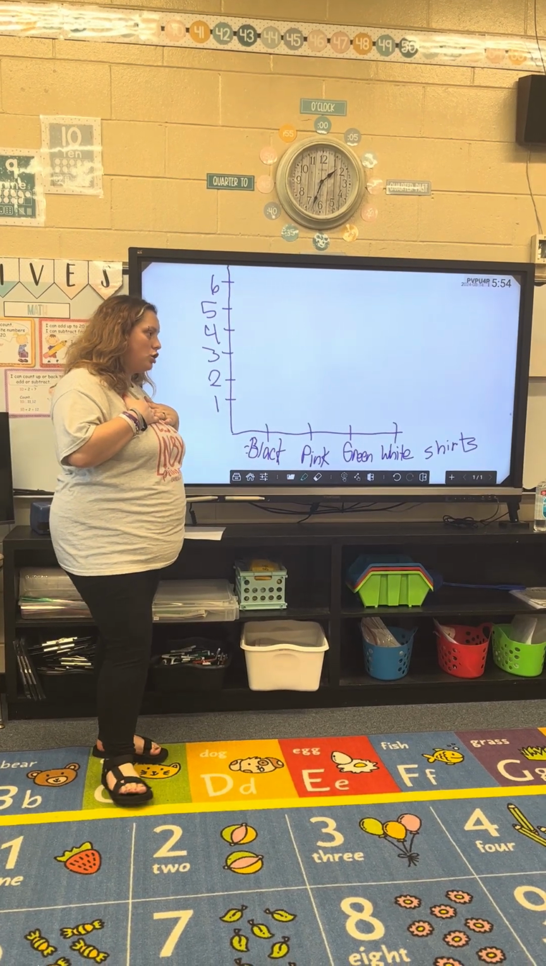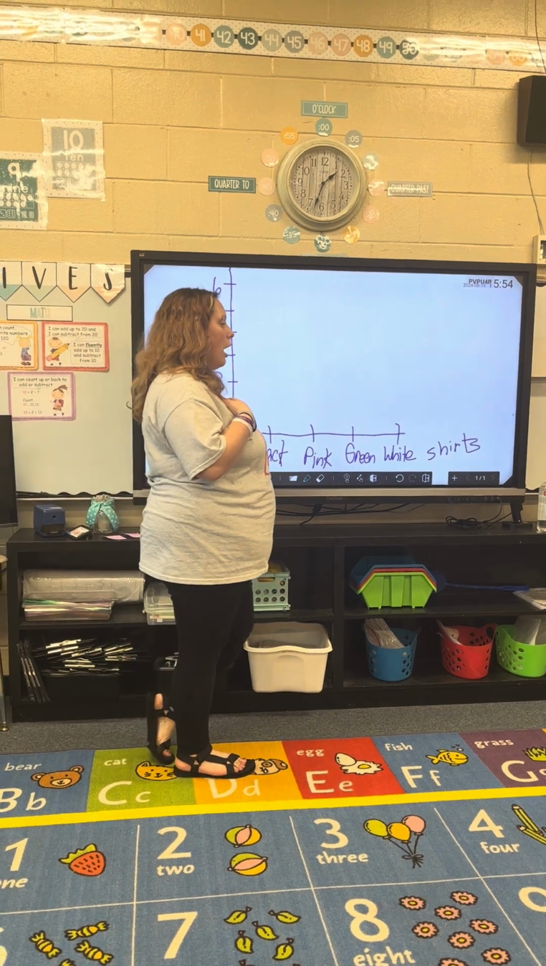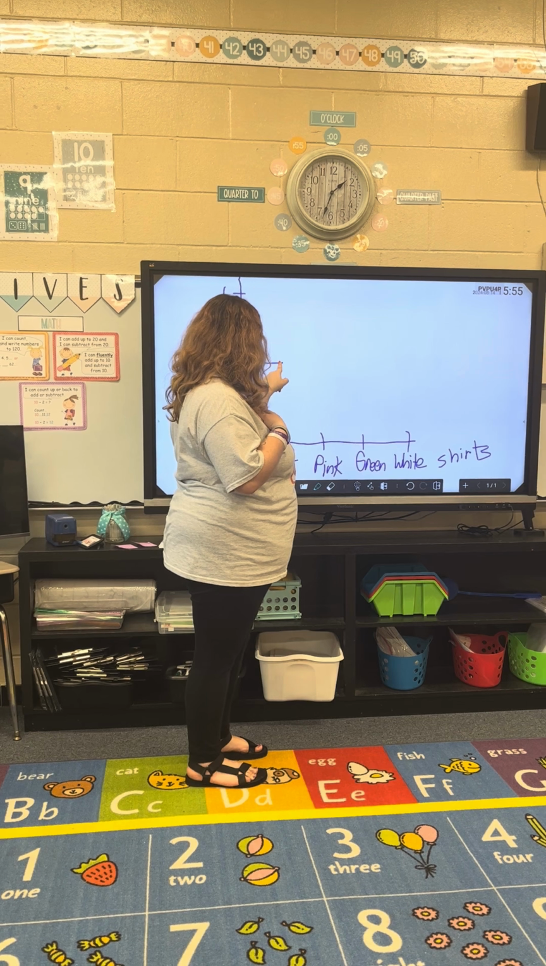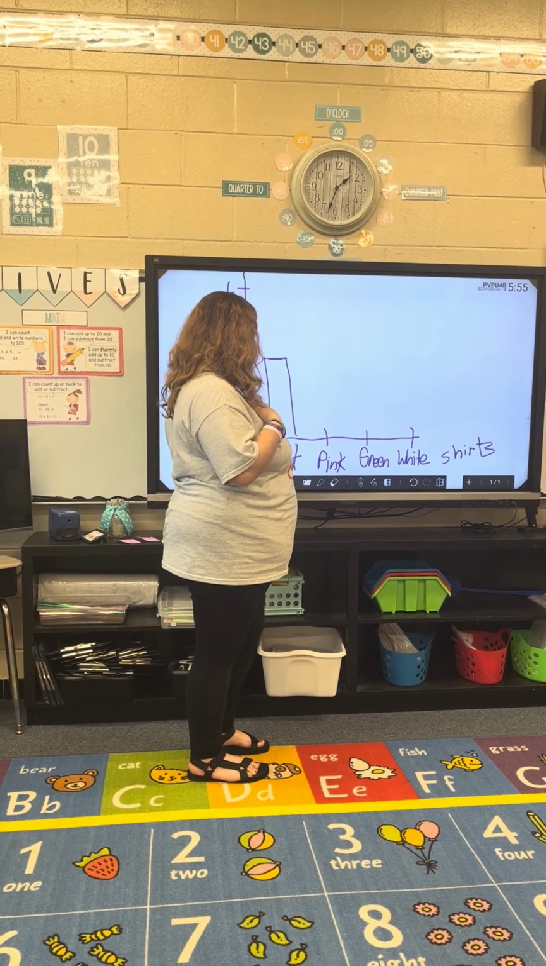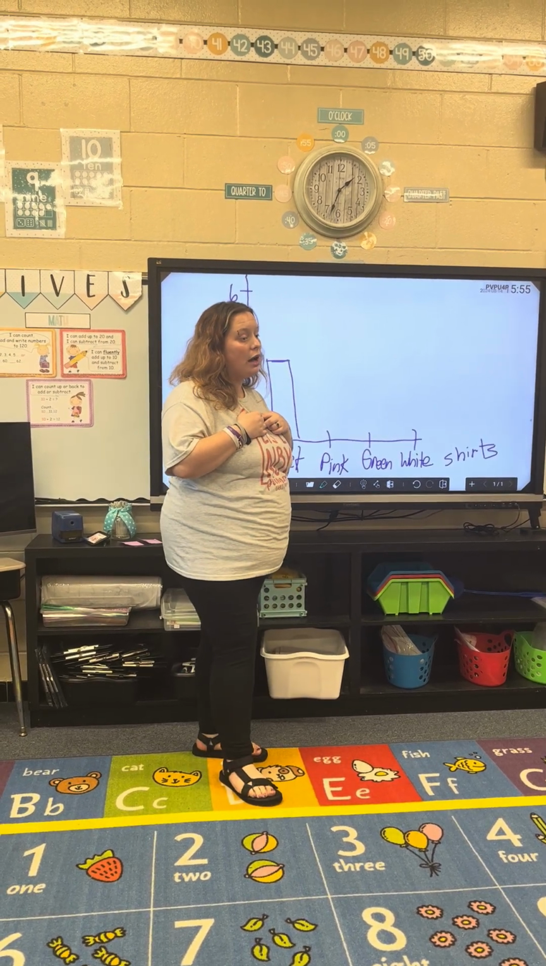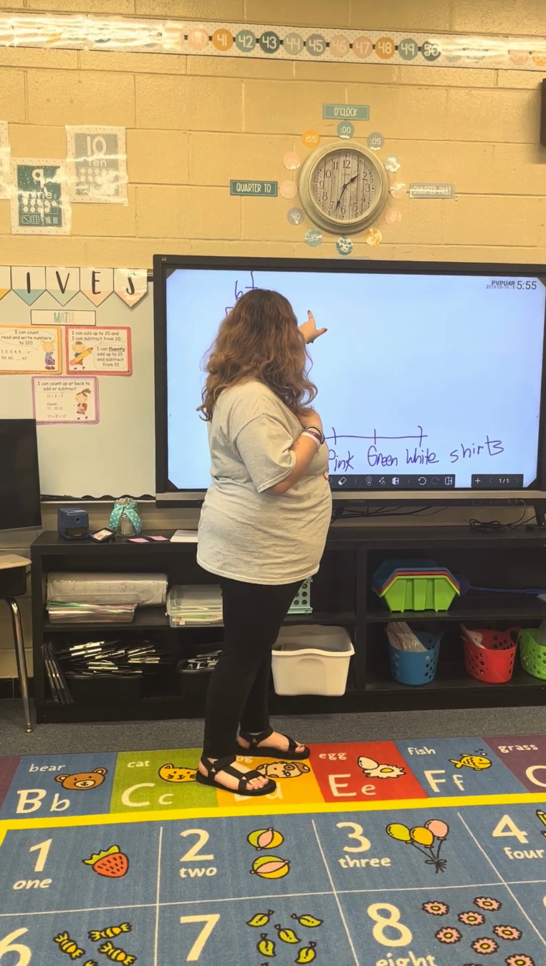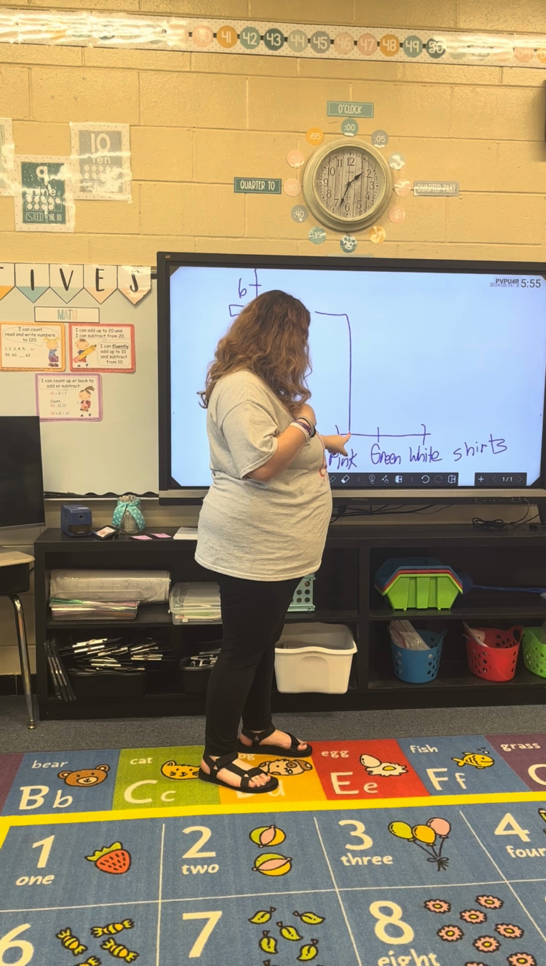All right, my friends with black shirts, how many do you have? You have 3, all right. So we're gonna draw our bar up to 3. All right, my pink shirts, how many do you have? You have 5, all right. We're gonna draw our graph all the way up here, that 5.